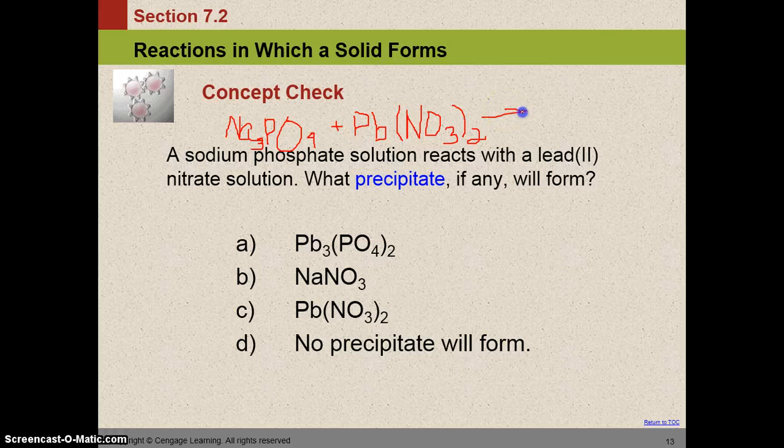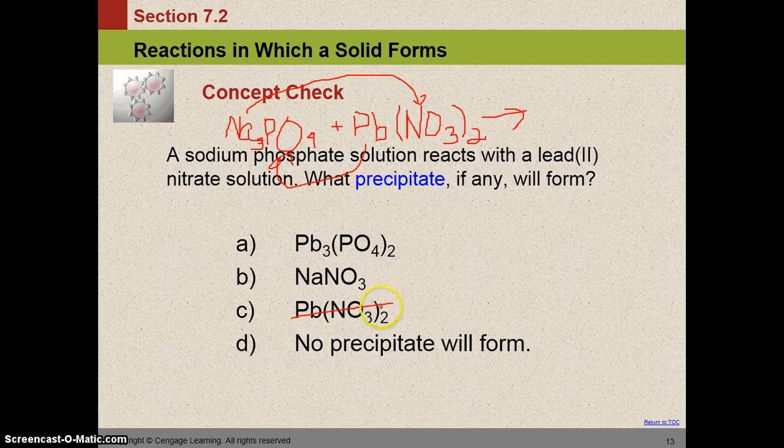Now, we did the double displacement switch last time. So here's our positive ion sodium and our positive ion lead. So we're going to put them with the negative ion of the other one, just like this. So our possible products then would be lead 2 phosphate and sodium nitrate. Lead nitrate is already up here, and it's not going to be a precipitate because this is aqueous in solution. It's not going to just become solid as a product, so that's not even a possibility.